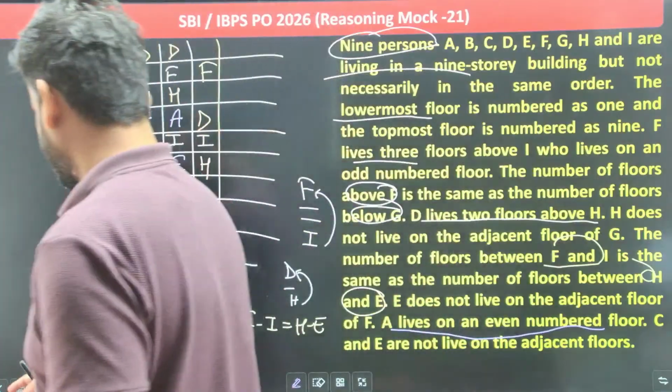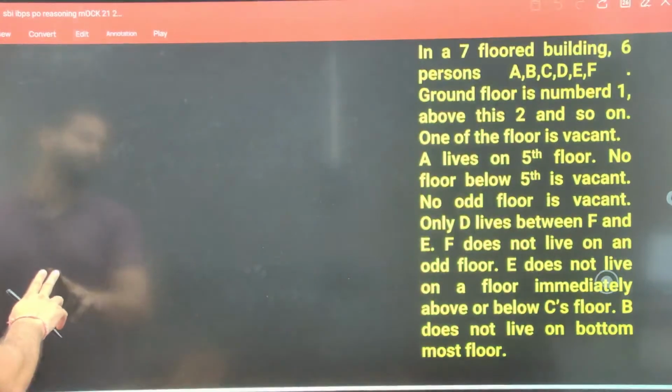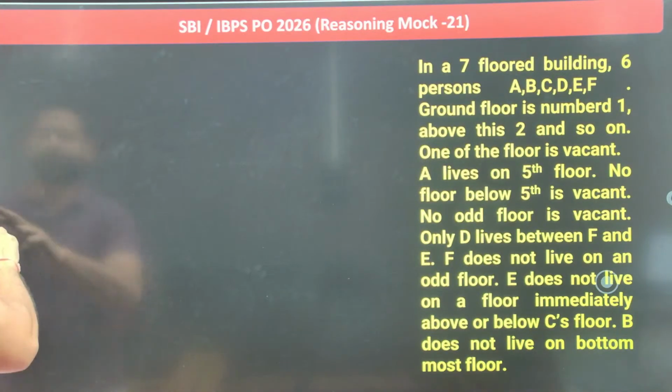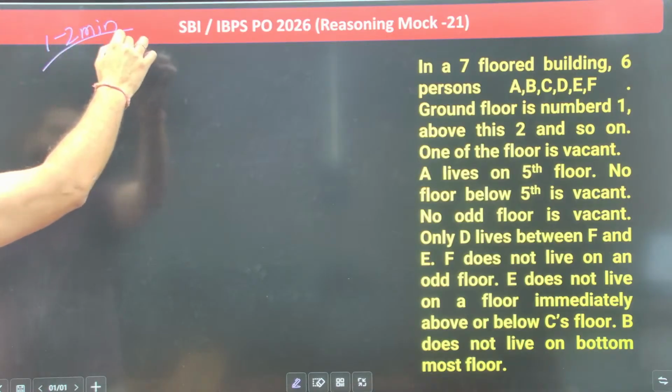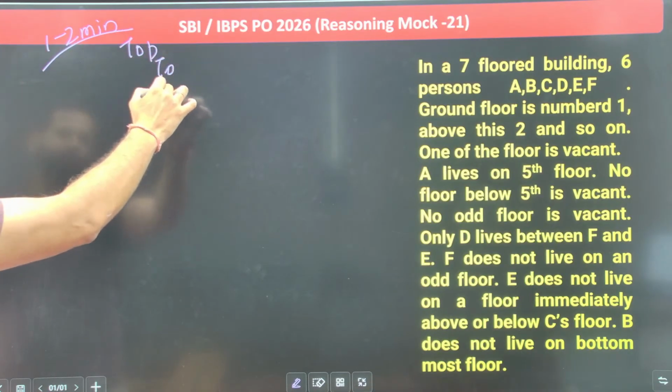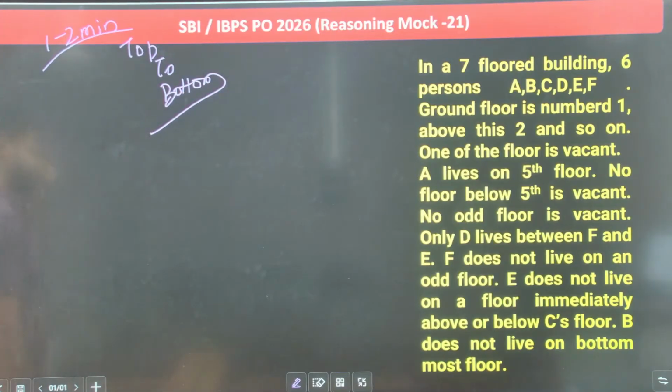Let's see a few more questions. Check this out. Again a floor based question. So again you can take 1 to 2 minutes. What is the arrangement from top to bottom of these persons?